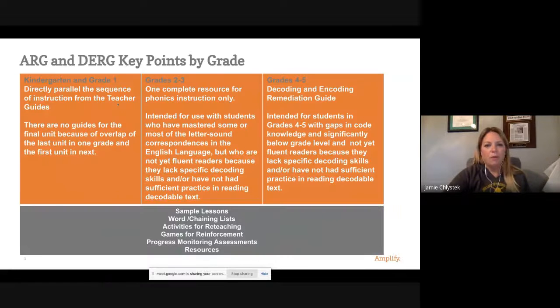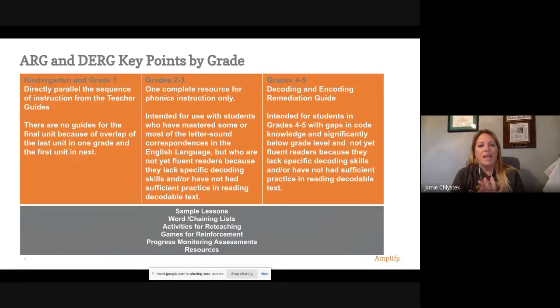Okay, so moving forward, just a quick recap. There are some key points that I wanted to make sure we hit before we dive into the remediation guides. Within the assessment remediation guide, remember there are different ways that it's set up. For kindergarten and first grade, it sequences and parallels the skills teacher guides. So it's a 1-for-1. For every skills unit, you have an assessment and remediation guide. So there'll be one for skills unit 1, skills unit 2, and so forth, for kindergarten and first grade.